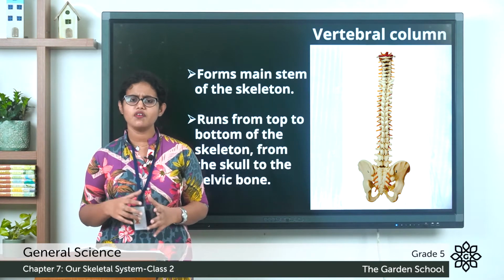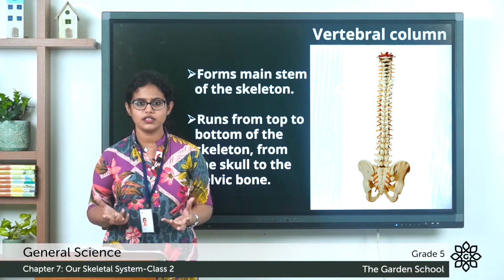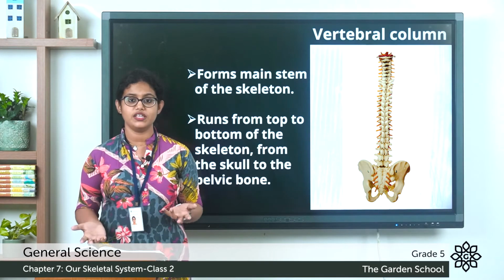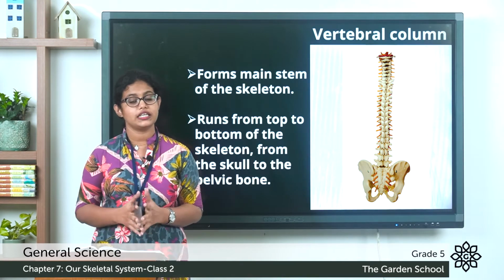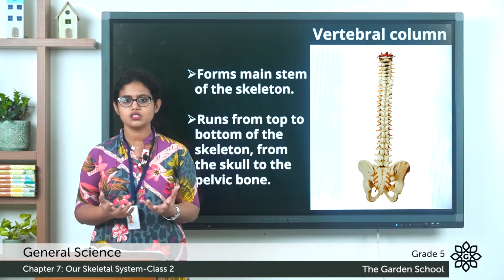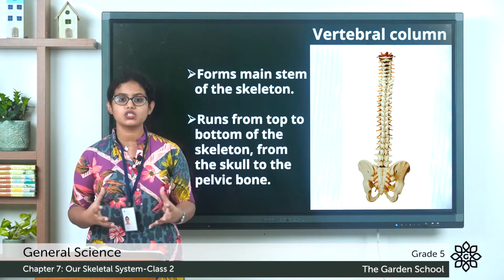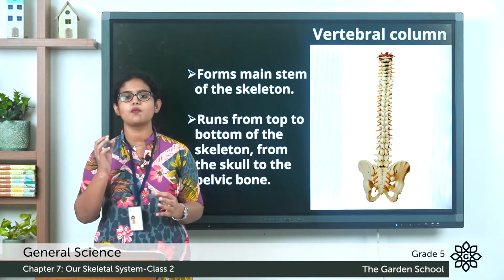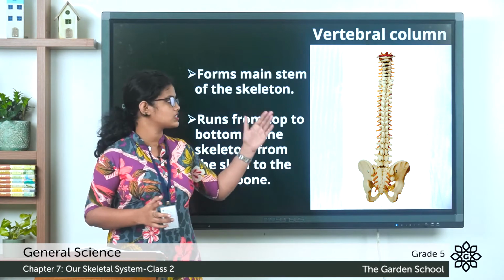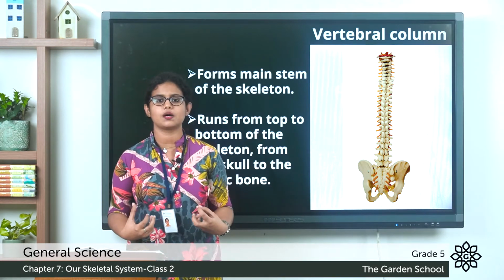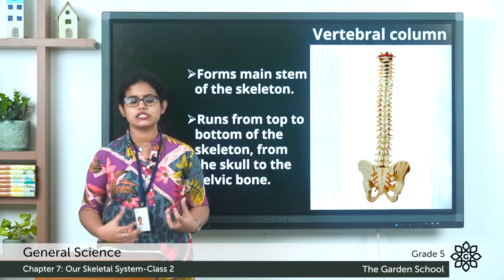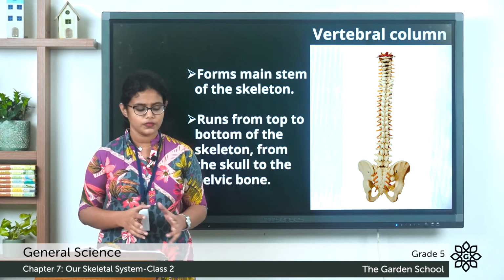Are we all able to bend our back? Yes. Can we twist our body? Yes. Can we stand straight? Yes. So we can do all these things. That is because our body is supported by a flexible column of bones, and that is called the vertebral column. You can see the picture here.